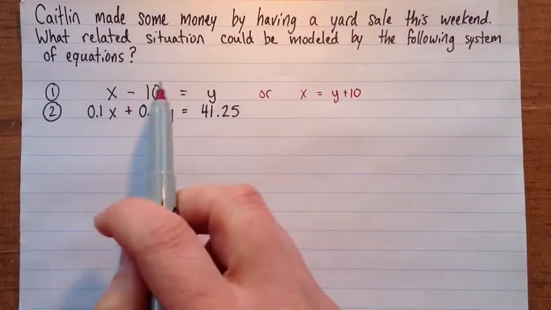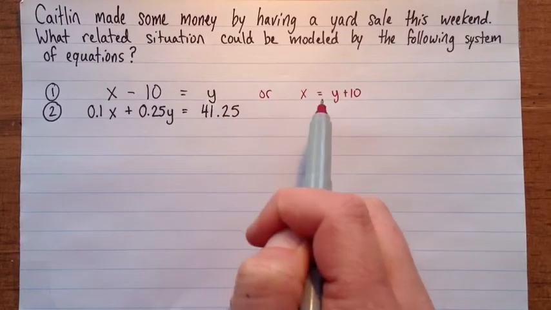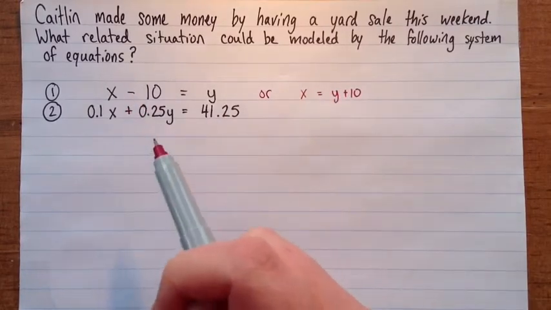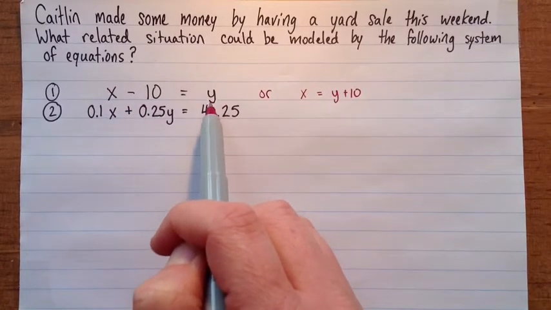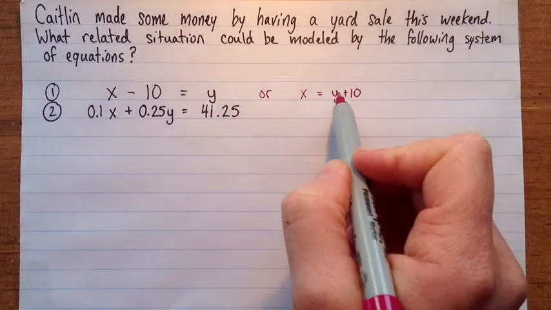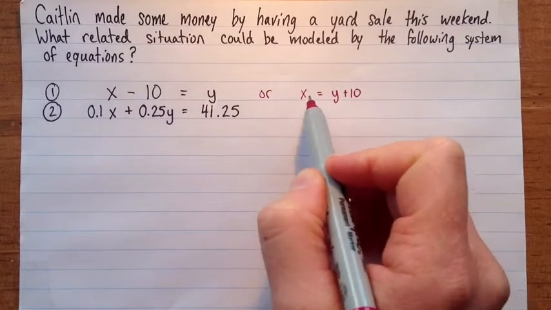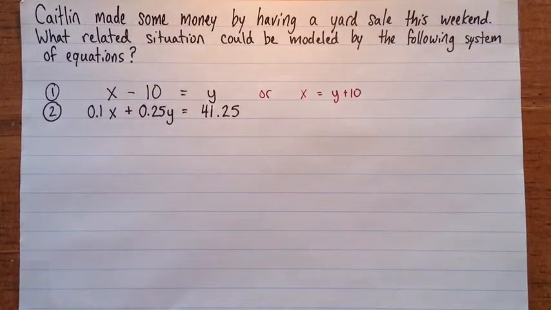What this first equation tells you, either way, whether you look at this version or the other, is that if you take away 10 from x, you get y. And another way of saying that is if you start with y and you add 10, you get x. So it looks like one of these values is 10 more than the other. Whatever those variables mean, one is 10 bigger than the other.